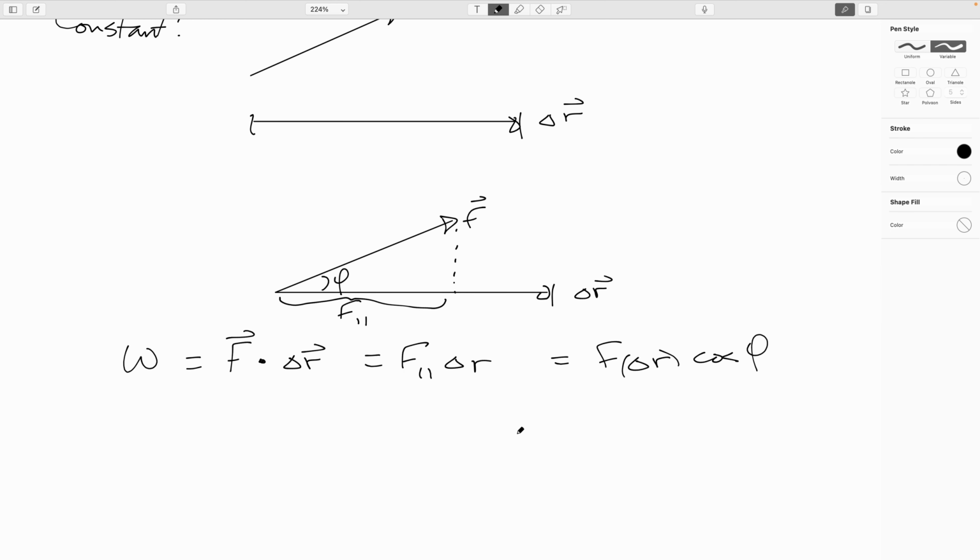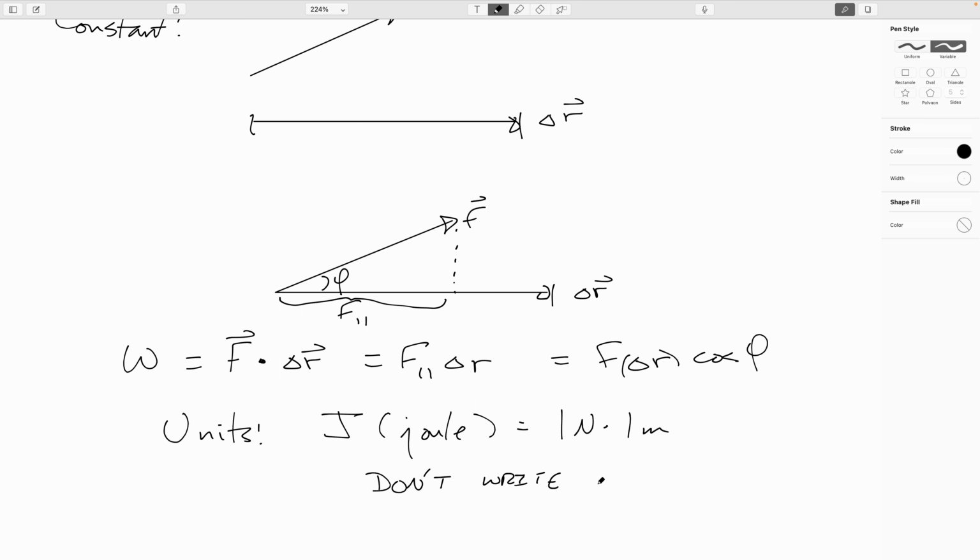Now, our units here, if we take a look at this, we have force and we have displacement. So this is newtons, this is meters. However, we always write this with a capital J and call it a joule. And this is equal to 1 Newton times 1 meter. Don't write Newton meter. That's because we will see Newton meters later as a unit for torque.